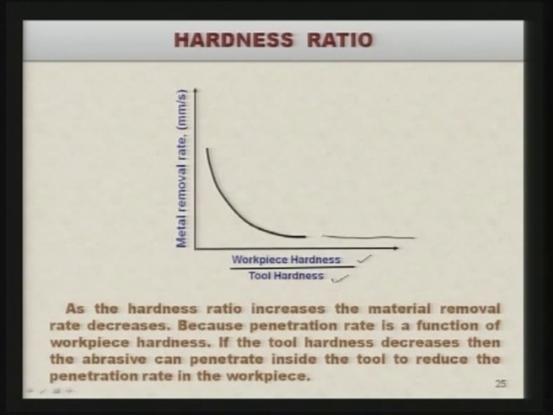So, as the hardness ratio increases, the material removal rate decreases, because penetration rate is a function of workpiece hardness. If the tool hardness decreases, then the abrasive can penetrate inside the tool to reduce the penetration rate in the workpiece. As you can see, if this tool hardness decreases, then this ratio becomes higher, but the abrasive particles will penetrate inside the tool and this rate will decrease.